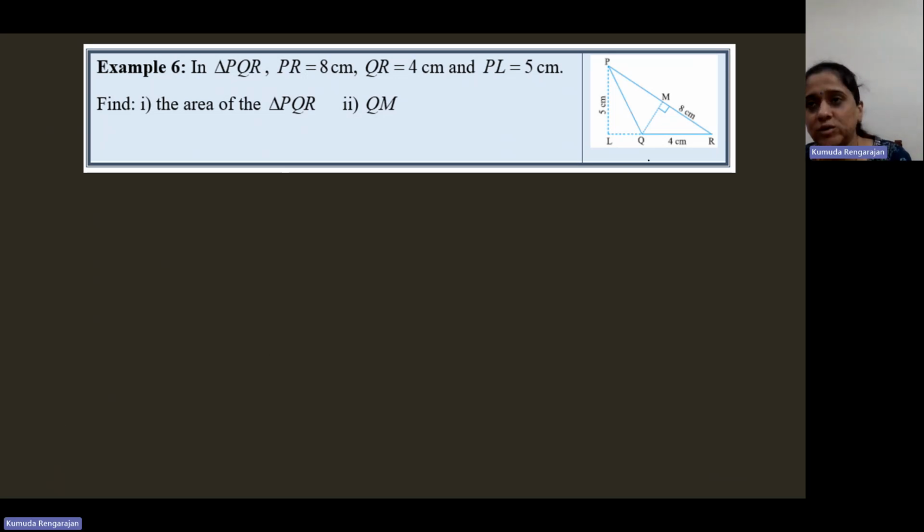Now name the altitudes drawn here in this triangle shown in the figure. Name the two altitudes shown in this figure. Yeah, Tanya. PL, QM. These are the two altitudes.